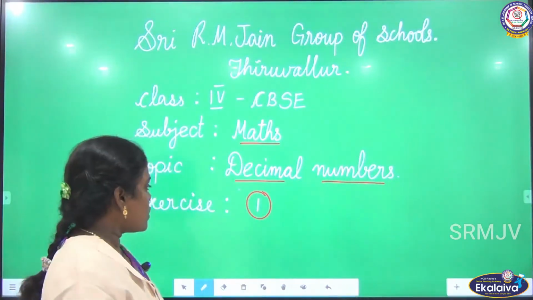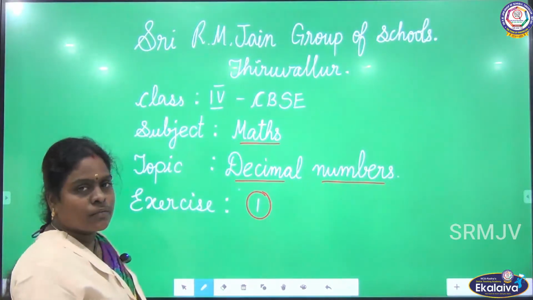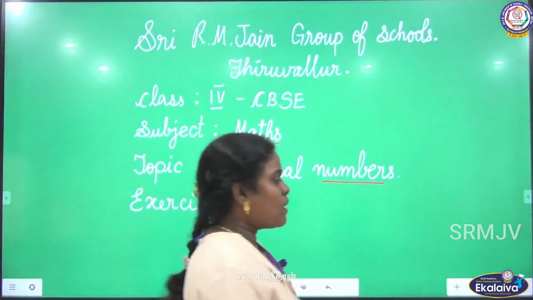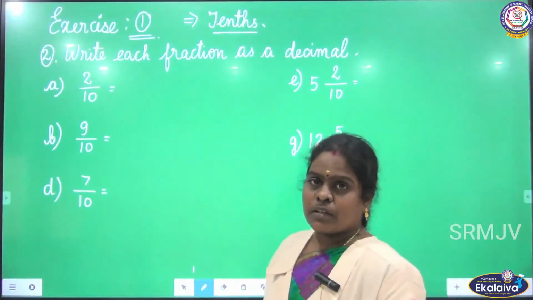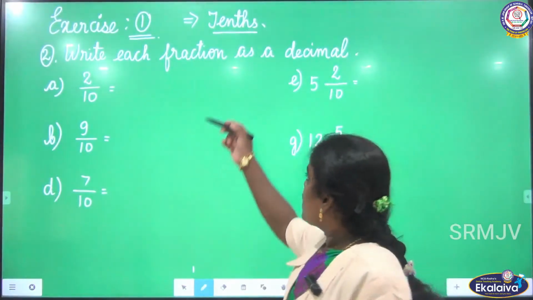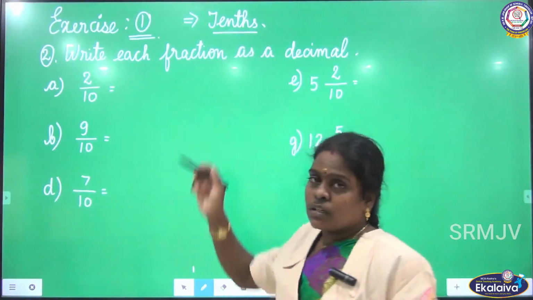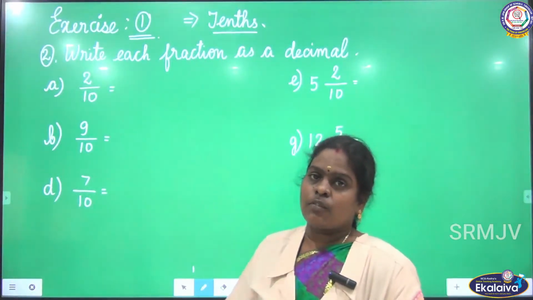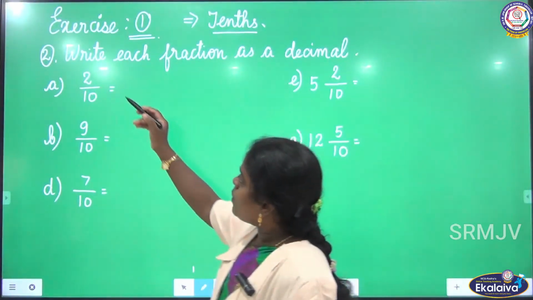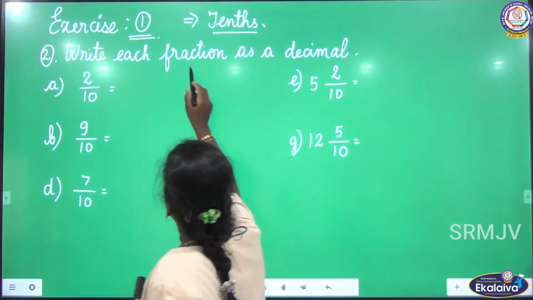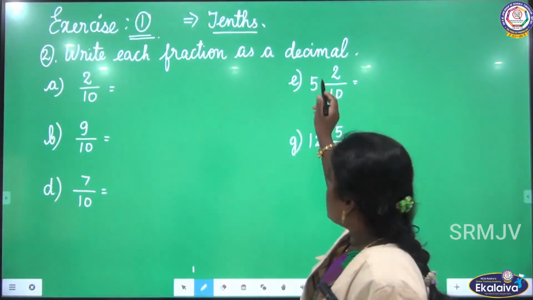Children, today we are going to learn exercise 1 from the chapter decimal numbers. In this exercise we are going to learn about the concept tenth. We are going to learn in this exercise fully about the concept tenth. Look at the Roman letter. Write each fraction as a decimal.